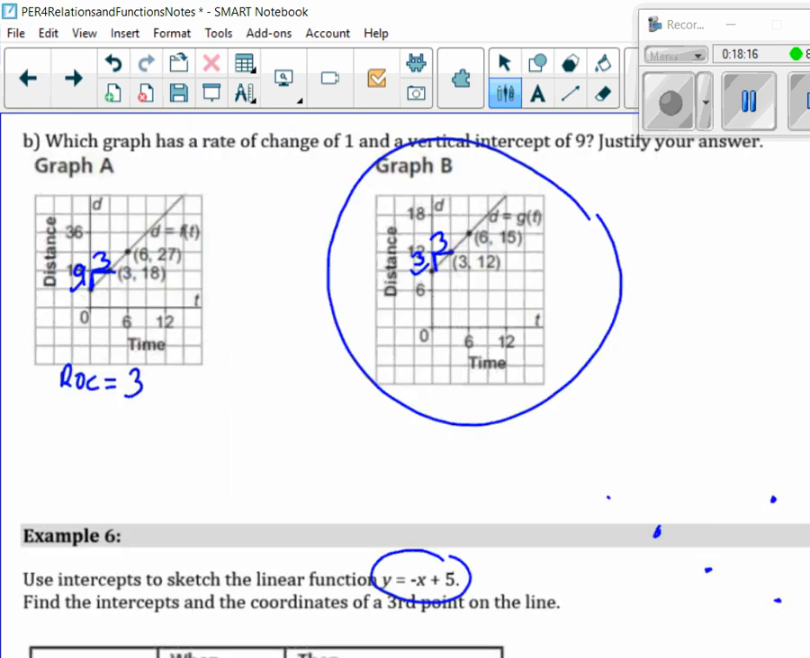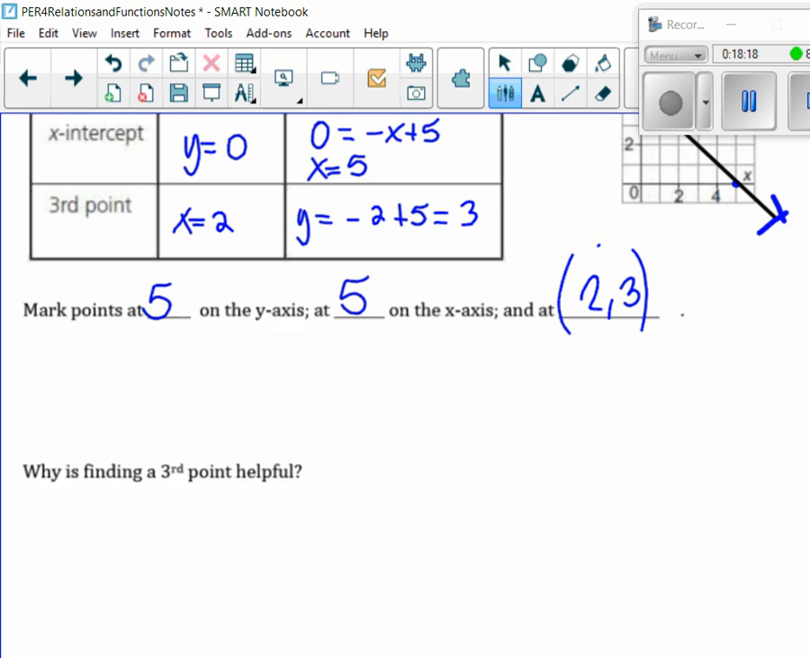Whoops. There's another page, isn't there? Oh, that's just that. Why is finding a third point helpful? And what did we discover the third point was good for? Yeah, justifying it is correct. Remember, if I have a point here and it makes a triangle, then it's not linear, right? All right.